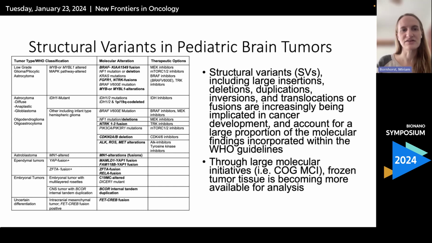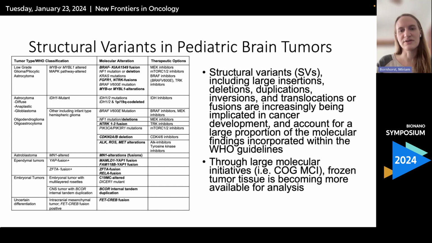So on the side here, I've actually put together all of the different pediatric brain tumors based on their WHO classification, and then the molecular alterations that are common in these types of tumors, and then possible therapeutic options. And you can see with the bolded structural variants here that there are quite a few that are not only important for diagnosis, but also important for therapeutics for pediatric brain tumors.